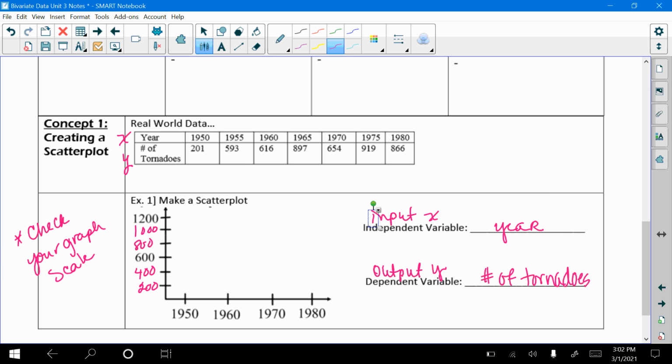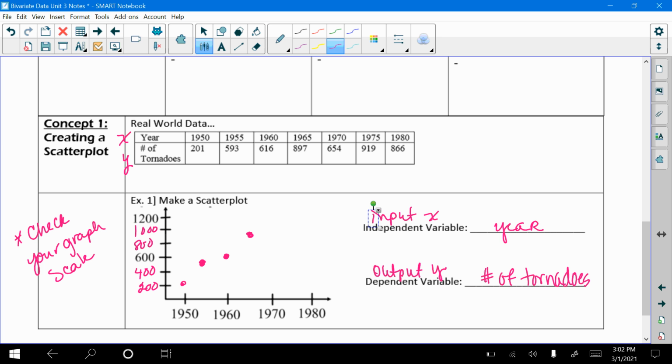So now when I plot my dots, again, it's just going to be an approximate. But at 1950, we're looking at 201. 1955, which is halfway between, we're looking at 593, which is about right in there, maybe close to 600. At 1960, we're looking at 600, a little over 600. 1965, we're looking at almost 900, which would be kind of halfway in between here.